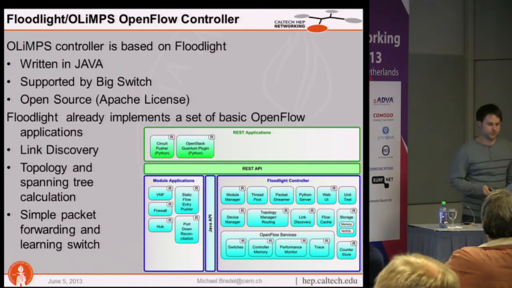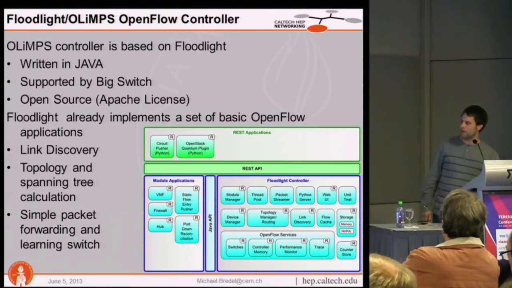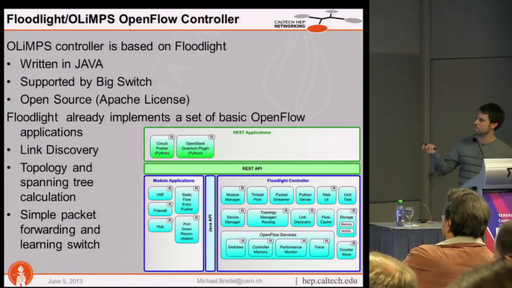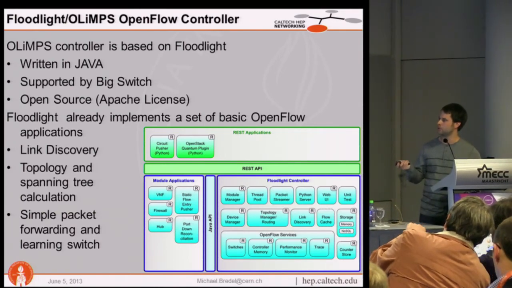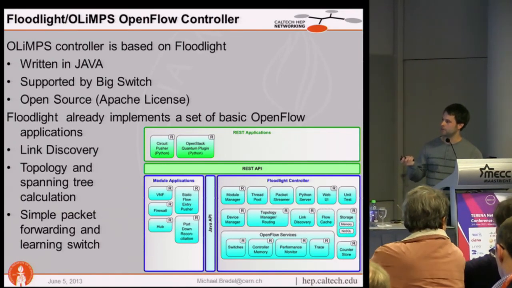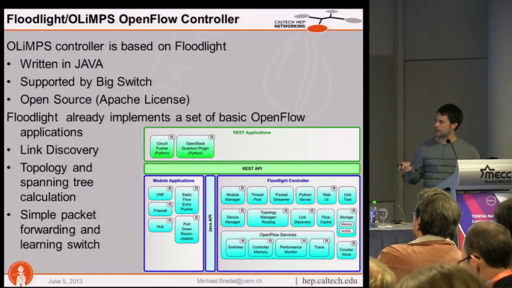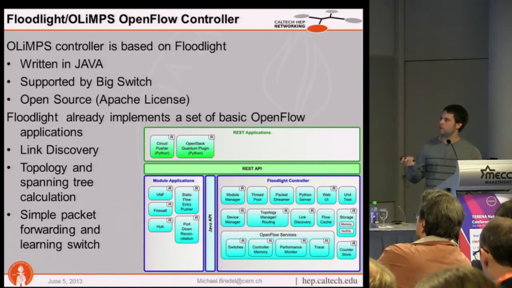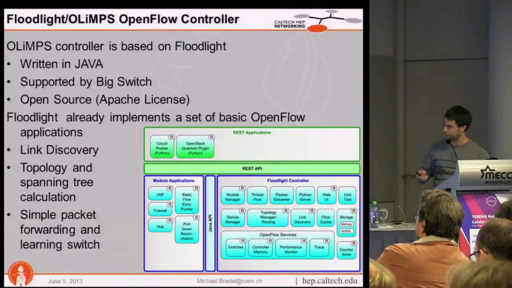Yeah, it comes with a bunch of applications. So link discovery, it calculates topology. It also has simple packet forwarding and a learning switch, for example. And here you can see the basic architecture, where you have the core modules written in Java. You have some applications that are also contributed by the community, like the firewall, for example. And you have a northbound API with a REST interface, and you can easily write your applications in every language you would like to, like Python, for example.